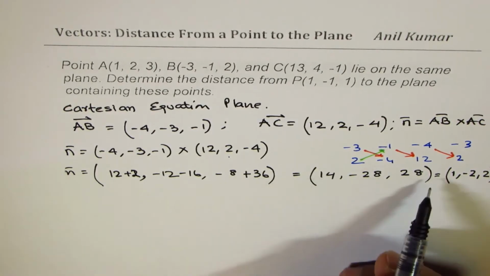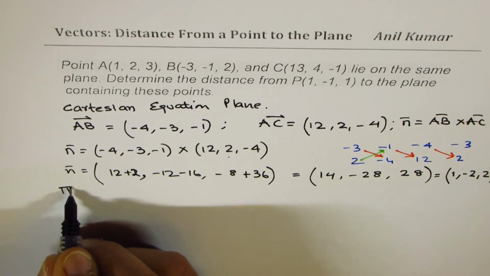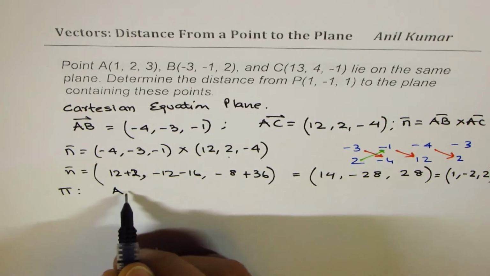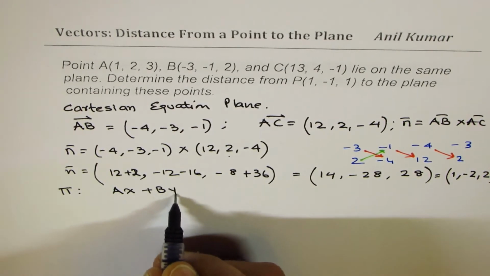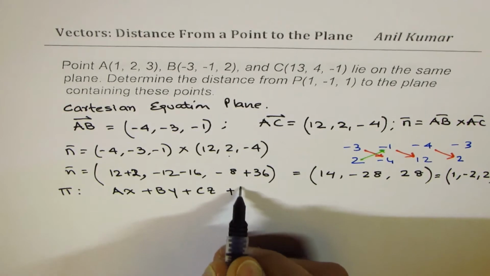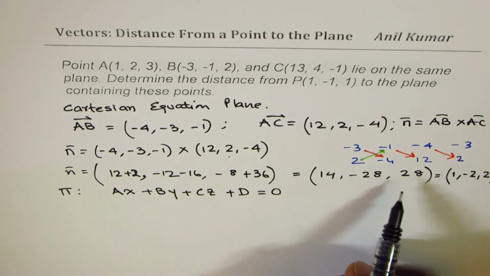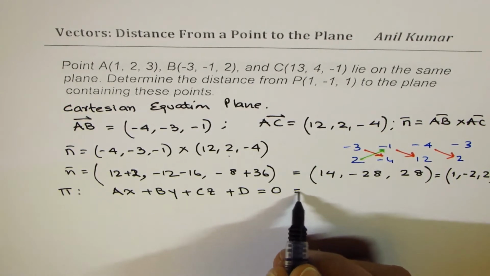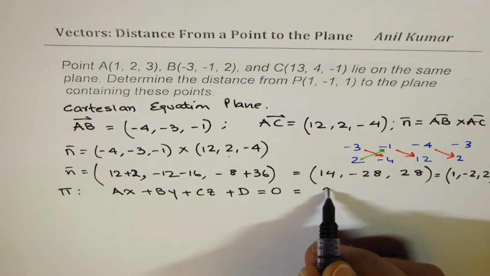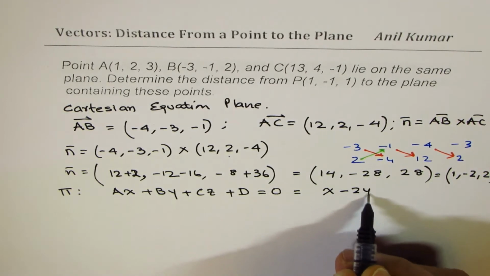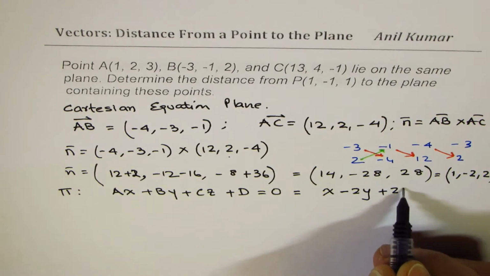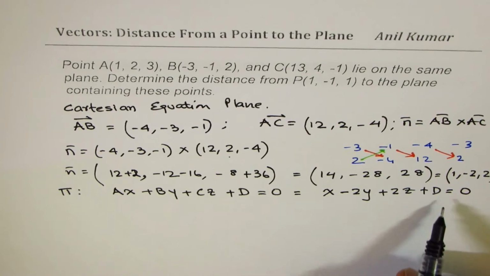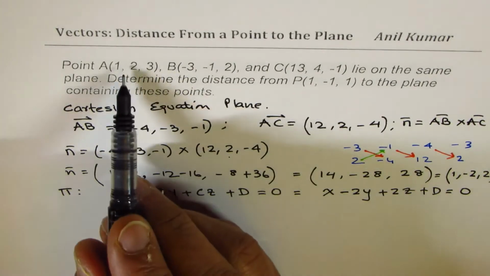Now, since that is the normal vector, the equation of the plane can be written as Ax + By + Cz + D = 0, where A, B, C are 1, -2, 2. So I could write this as x - 2y + 2z + D = 0. To find the value of D, we can substitute any one of these points.